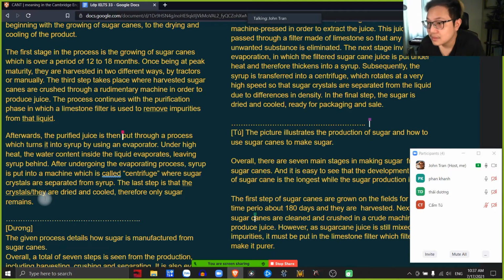I don't think so. It won't cause a confusion if you use they here, because you have crystal plural and this is syrup, it's singular. Okay. So in this case, if you use they, it's good. Trong trường hợp này nếu mà Khanh dùng chữ they ở đây là nó rất là ổn nha. Vẫn rất là ổn. They are dry and cool, therefore only sugar remains. Okay, good.